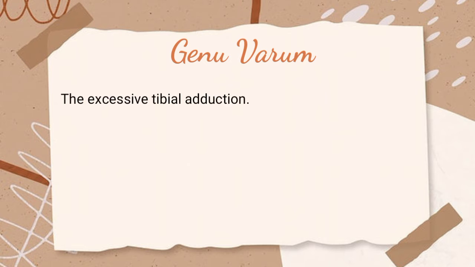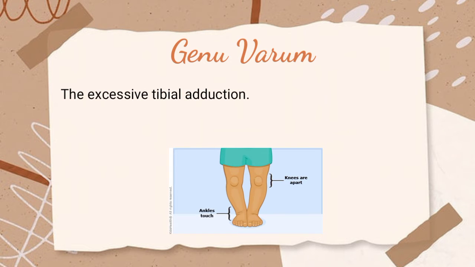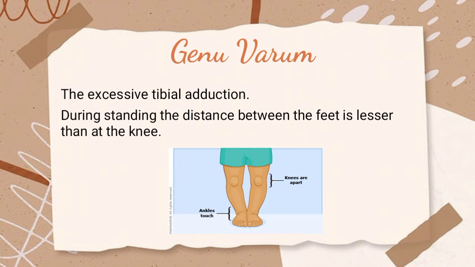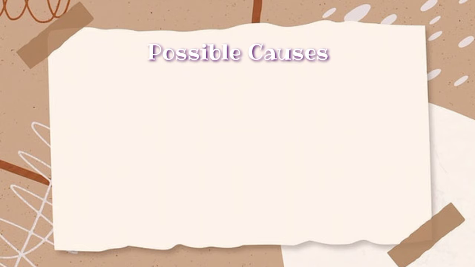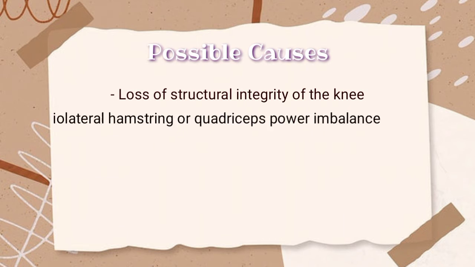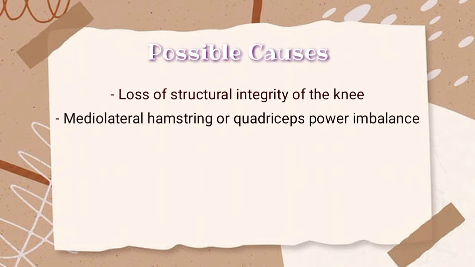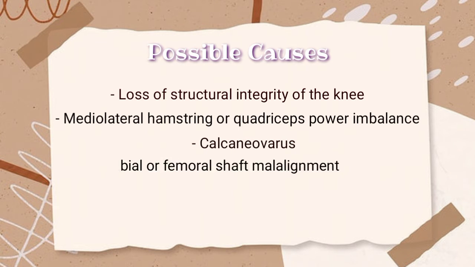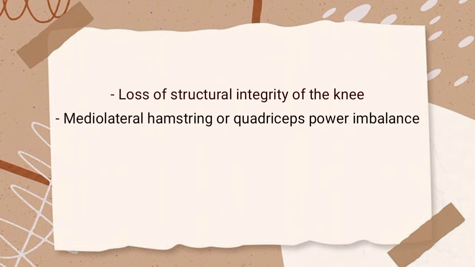Genu varum is the excessive tibial adduction. During standing, the distance between the feet is lesser than at the knee. The possible causes: loss of structural integrity of the knee, medial lateral hamstring or quadriceps power imbalance, calcaneovarus, or tibial or femoral shaft malalignment.